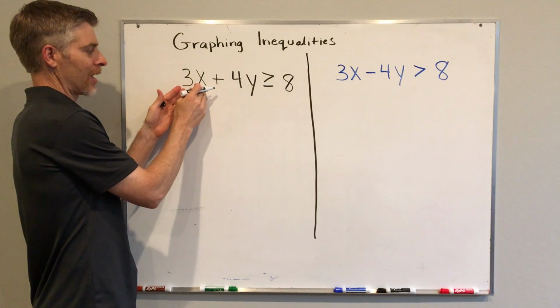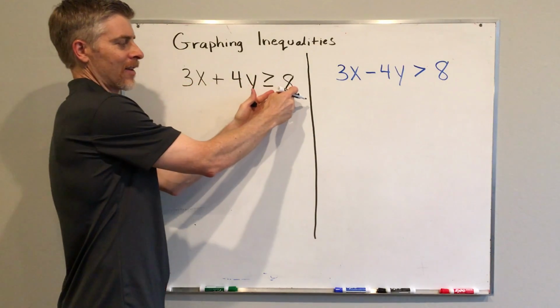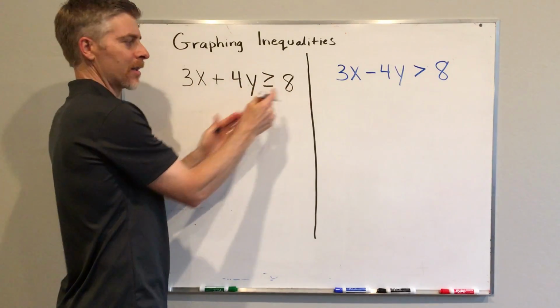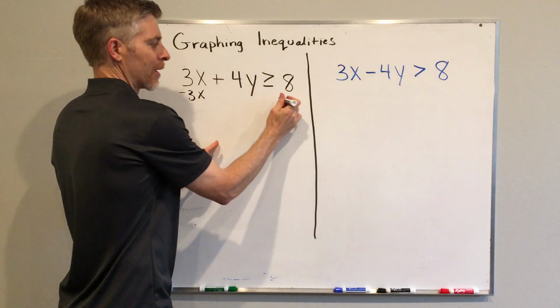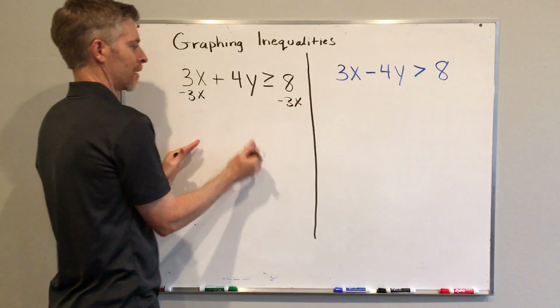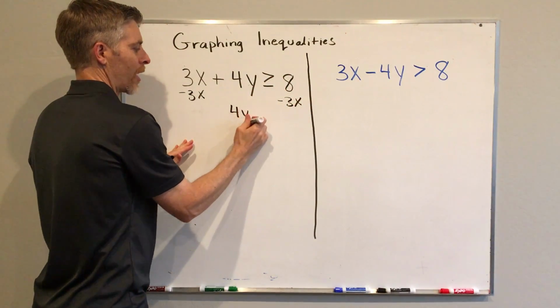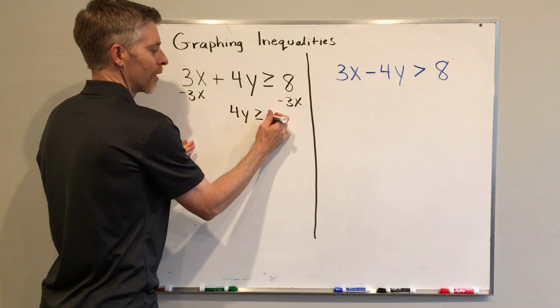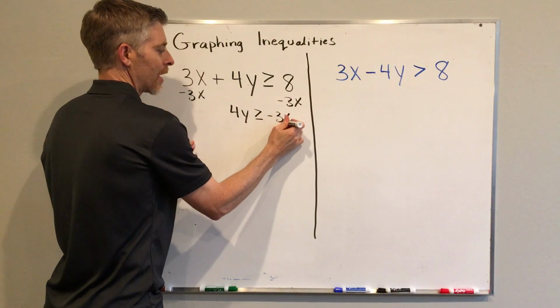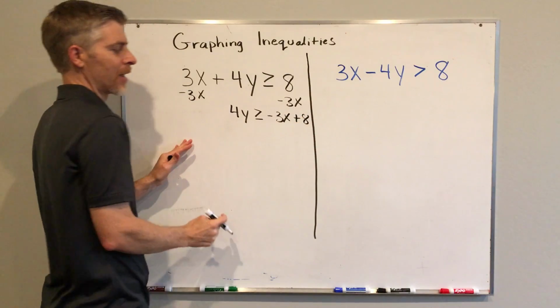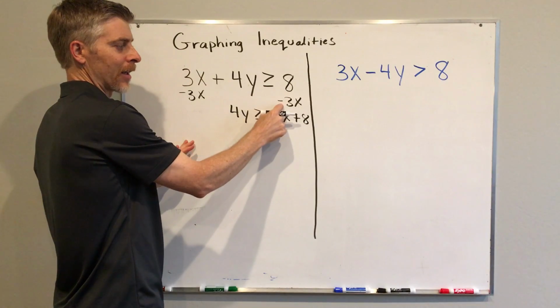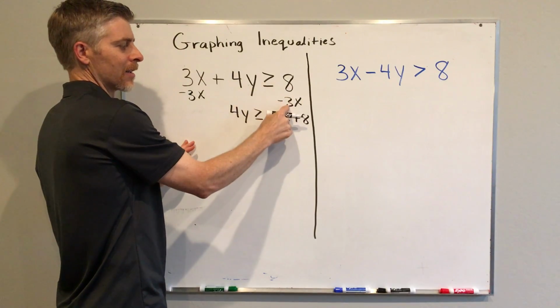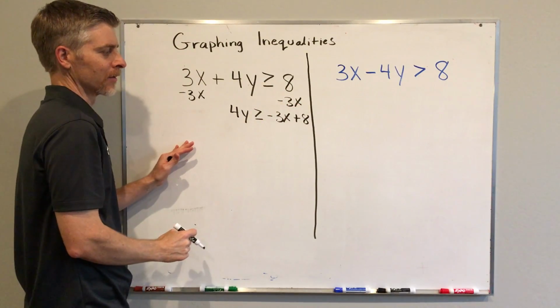We want the mx on this side, the 3x on this side, so I will subtract 3x. I have to do the same thing to the right side, and I'm left with 4y is greater than or equal to negative 3x plus 8. We don't want to say 8 minus 3. We can't, because they're not like terms. This is an 8, this is a 3x.